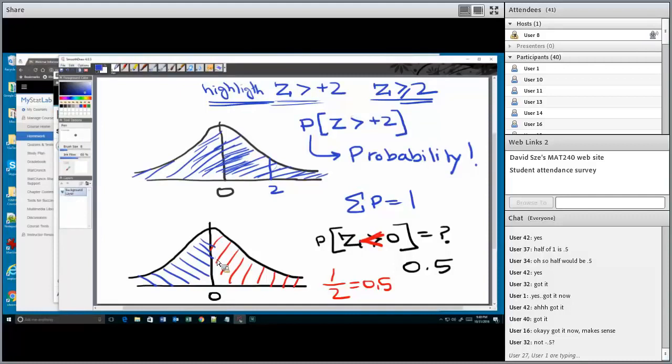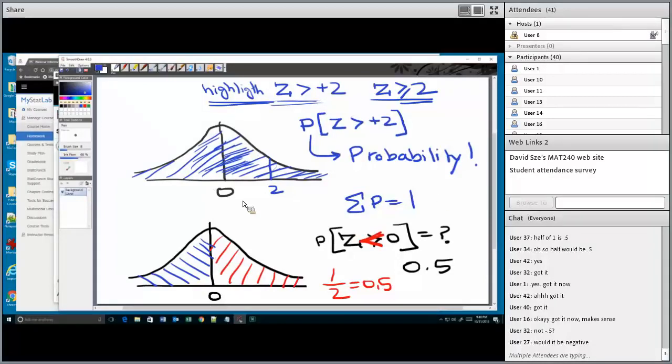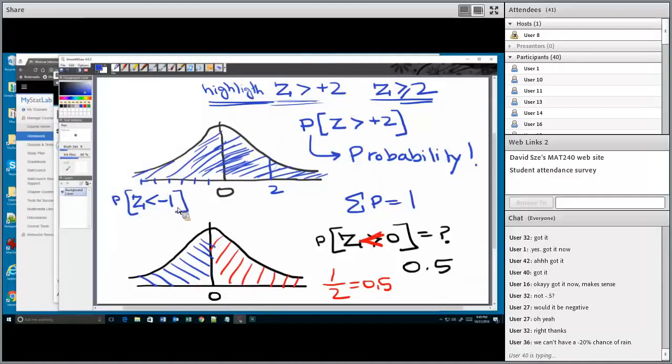No, Alfred, not minus 0.5, because remember, probability can never be negative. It has to be between 0 and 1. I'm not talking about the actual values on this line. The values will be negative. Like z, small z can be negative, right? If I ask you the probability that z is less than minus 1, that z value can be negative. But the area under the curve cannot be negative because that is probability. And Rob just answered the question better than I did, because you cannot have a negative 20% chance of rain. Probability cannot be negative.